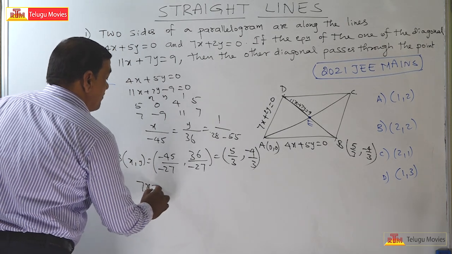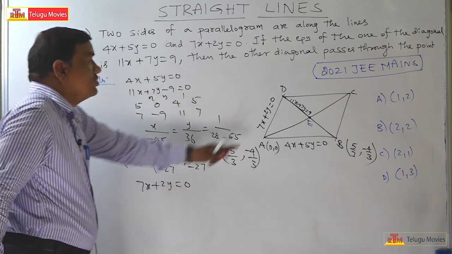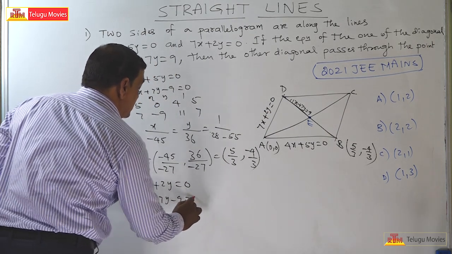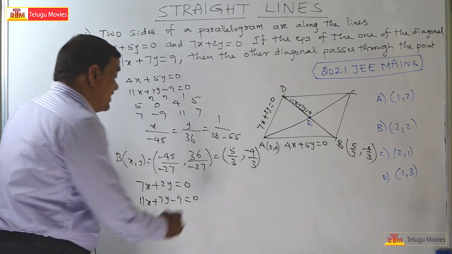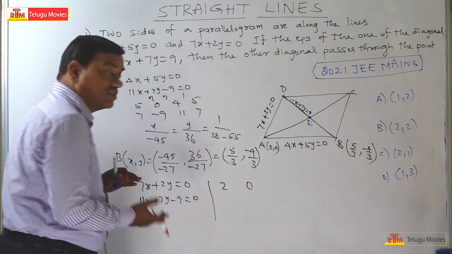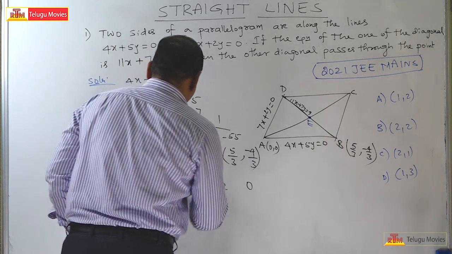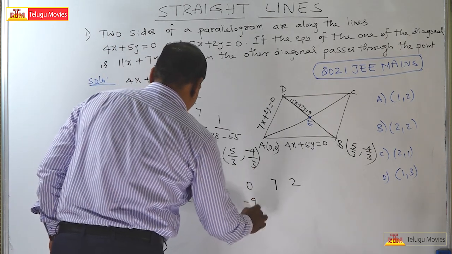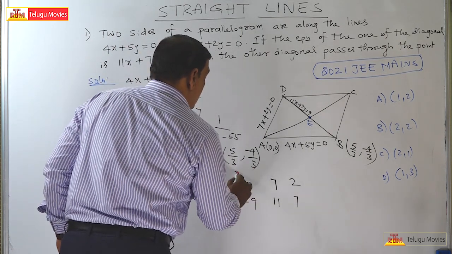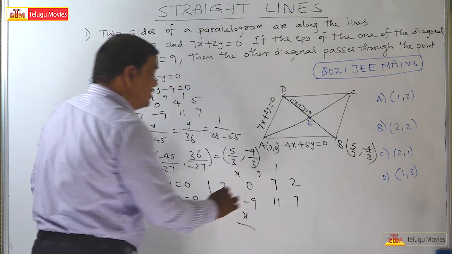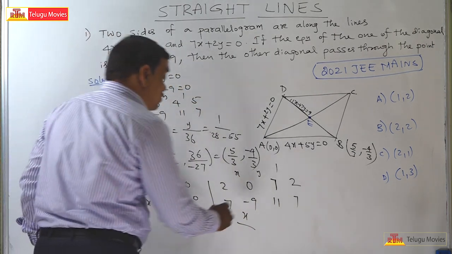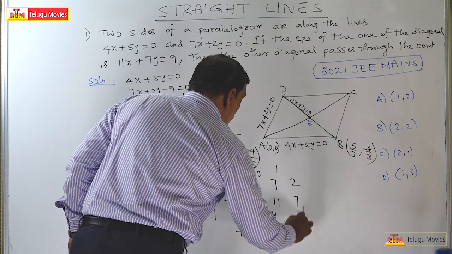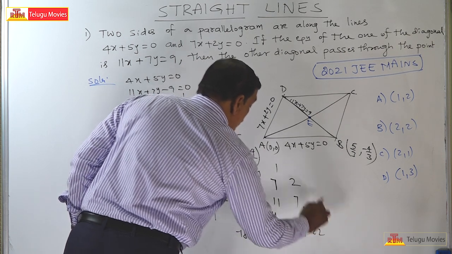What are the two equations? That is 7x plus 2y is equal to 0. What is the second diagonal equation? That is 11x plus 7y minus 9 is equal to 0. By the cross multiplication method: 2, 0, 2, 0, 7, 2, 7, minus 9, 11, 7; x, y, constant. x by 2 into 9, that is minus 18, y by 63, 1 by 49 minus 22.